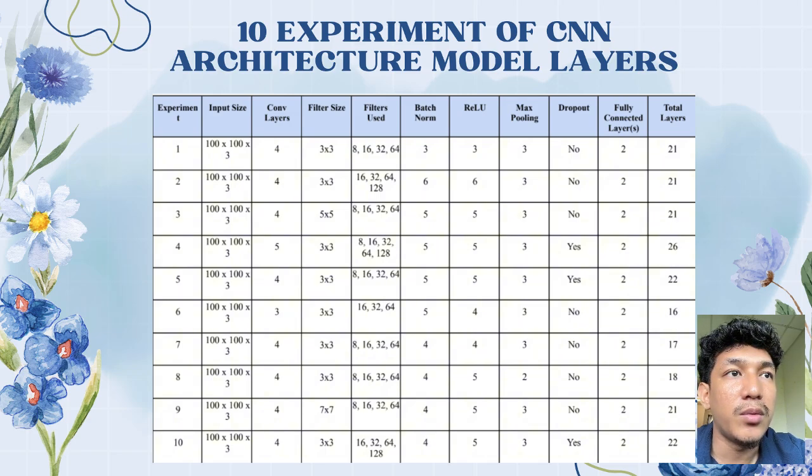Some experiments use 3x3 filter, while others use 5x5 filter and 7x7 filter. We also test models with different numbers of layers. The purpose of the experiment was to compare the results to find which CNN architecture gives the best accuracy. By testing different designs, we could see which model performed the best for flower image classification.